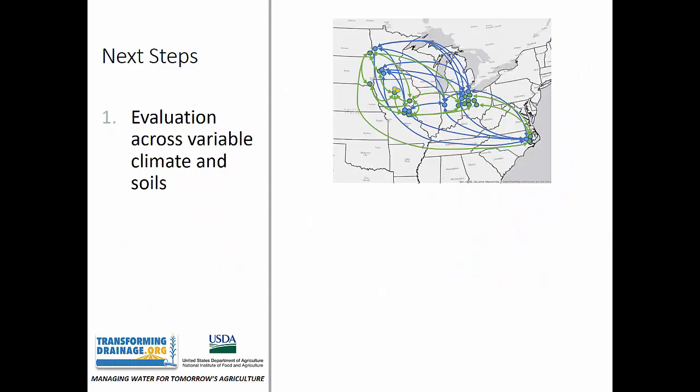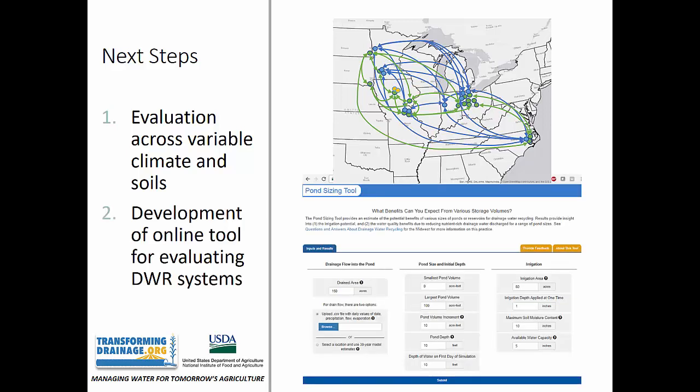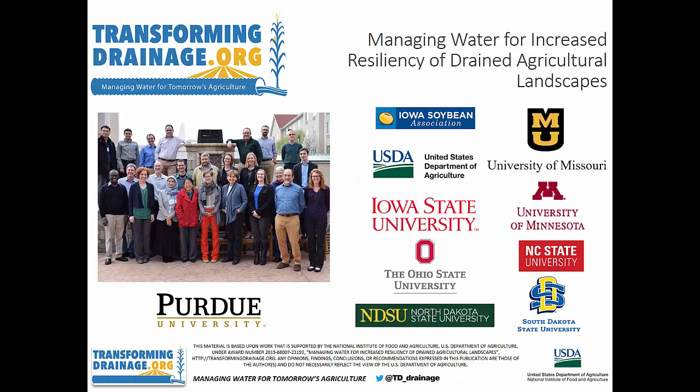So next steps. We are planning to expand this analysis to elsewhere in the Midwest so that we can evaluate the relationship that different climates and soils have on drainage water recycling systems. And we're also working on developing a web-based tool that would be publicly available, allowing users to input their own daily drain flow, climate, and soil parameters and evaluate various sizes of on-farm water storage to meet either water quality or irrigation-based goals.